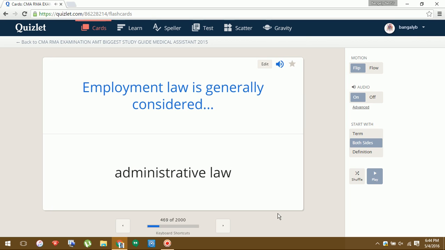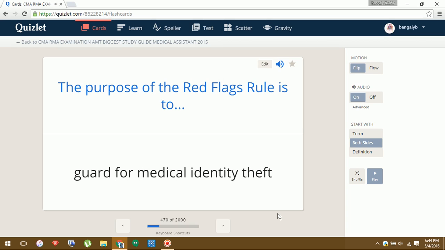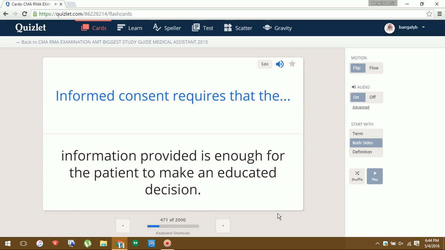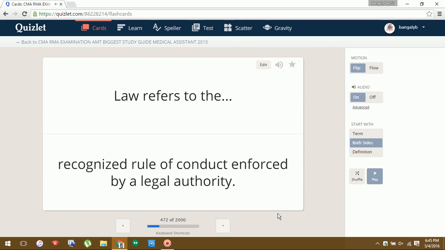Employment law is generally considered administrative law. The purpose of the red flags rule is to guard for medical identity theft. Informed consent requires that the information provided is enough for the patient to make an educated decision. Law refers to the recognized rule of conduct enforced by legal authority.